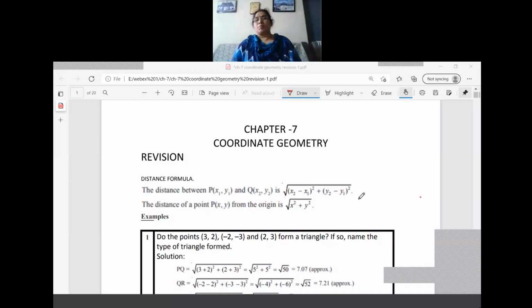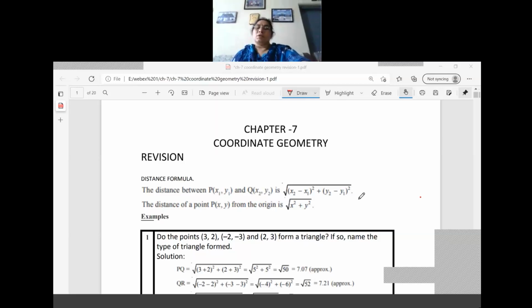The first and foremost formula we have to learn from coordinate geometry is the distance formula. The distance between any two coordinates P (x1, y1) and Q (x2, y2) is root of (x2 minus x1) whole square plus (y2 minus y1) whole square. Now, if one of the coordinates becomes the origin, and the other point P is (x, y), then what is the distance between these two points? This will be root of x square plus y square, right?